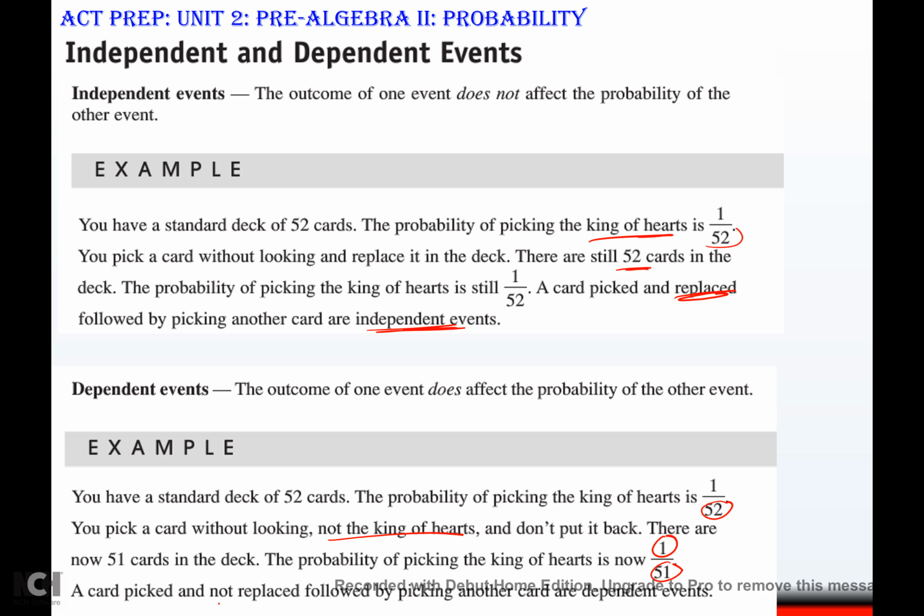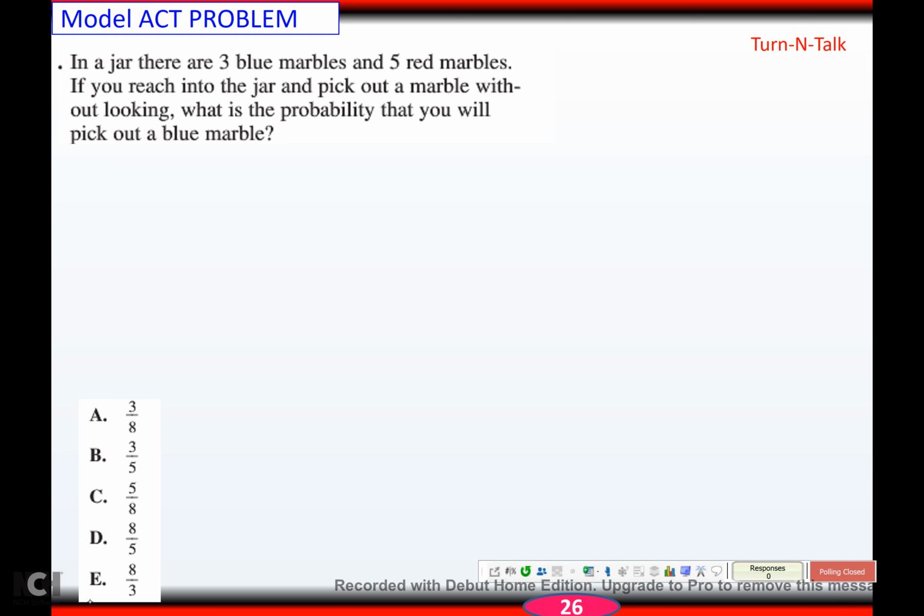So a card picked and not replaced, followed by picking another card, it just depends. It depends on what you pulled out the first time. Okay, those are dependent events.